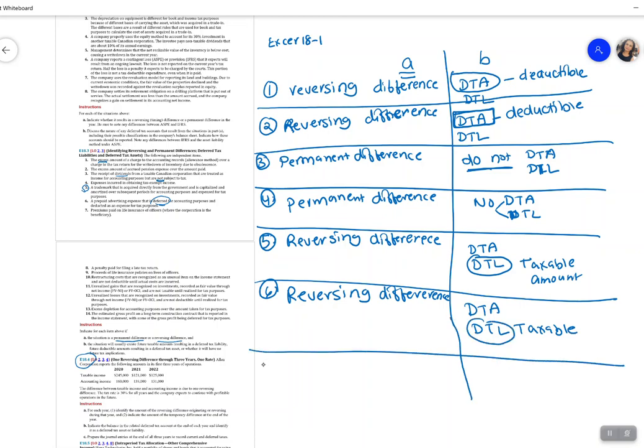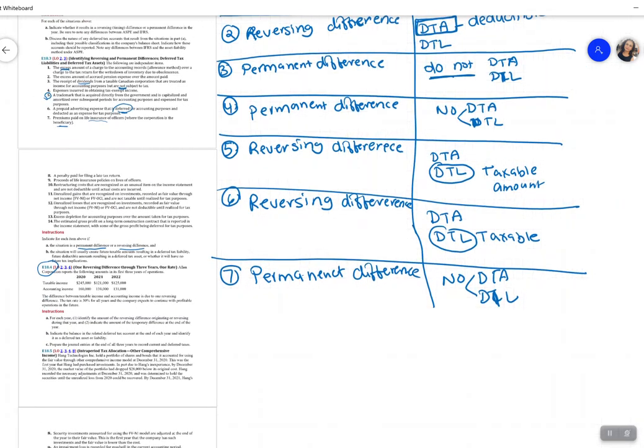So let's go to 7. They're saying premium paid on a life insurance policy where the corporation is the beneficiary. Any life insurance premium, the corporation is going to benefit from the payout. If they're going to benefit from the payout, it becomes a permanent difference. So then we're not going to pay taxes on that. If it's a permanent difference, there is no deferred tax asset and no deferred tax liability.